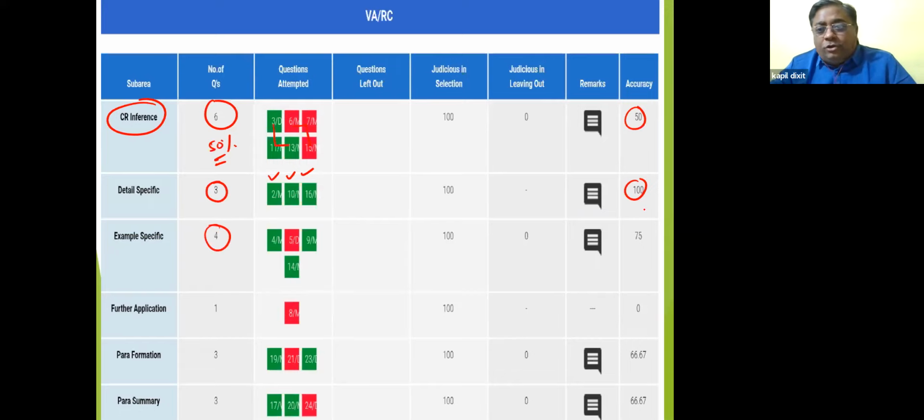Example-specific questions were 4. 75% were correct. Further application, 1 wrong. Para formation, 1 wrong, 2 right. Para summary, 2 right, 1 wrong. So here it is 66%, 66%, 50% inference. This will give him an idea that his inference is not very strong. So at least one area on which he has to work is inference, which will come with regular practice of critical reasoning and application of critical reasoning.